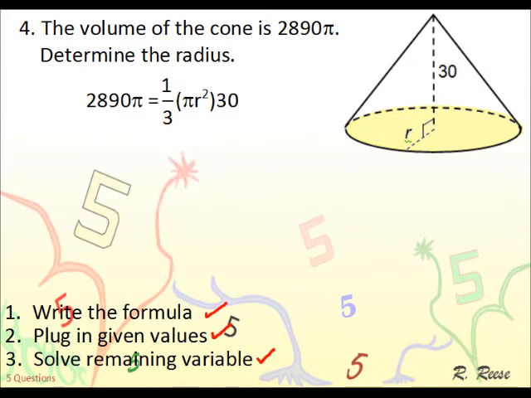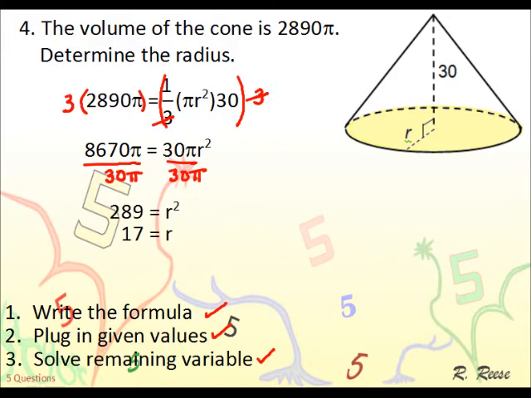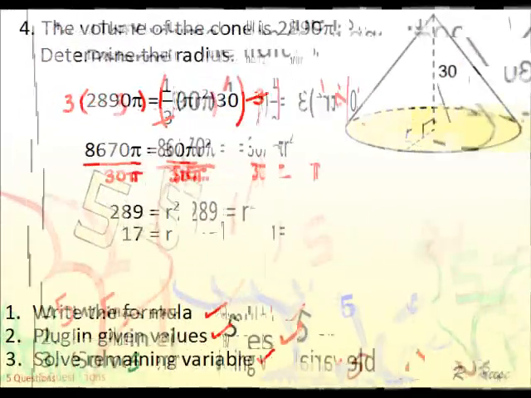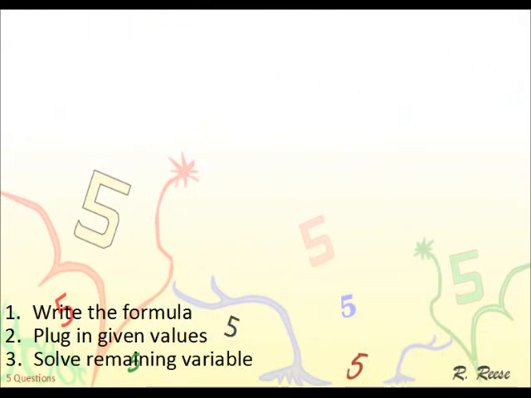Now there is an alternate way to do this problem. So backtracking, what we can do is simply multiply out the denominator of 3. That gives us 8670 on the left-hand side. On the right-hand side, the 3's reduce out. Then from here, we can just divide both sides by 30 pi. That gives us 289, and then square root both sides to finish off again. Either way works.